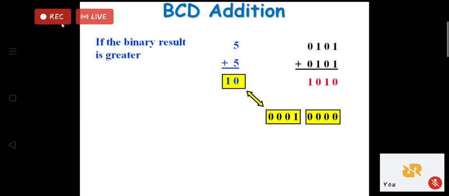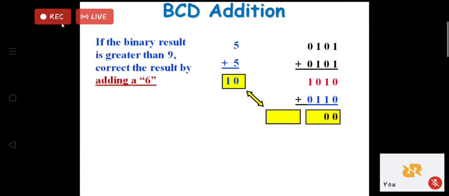So what easy step I said: if the binary result is greater than 9, correct the result by adding a bias with value 6. 6 क्यों करना है? जिसको और भी इंटरेस्ट है ज्यादा समझने के लिए, तो वो भी मैं आपको एक्सप्लेन करता हूँ आगे के स्लाइड में। तो मैंने यहाँ पे क्या किया, 1010 जो आंसर आया उसमें मैंने 6 ऐड कर दिया, तो यहाँ पे आ गया मेरा आंसर 4 zeros and 1 over here.